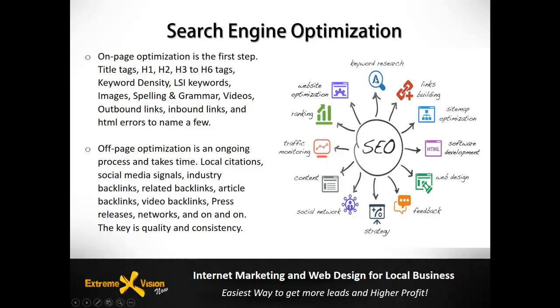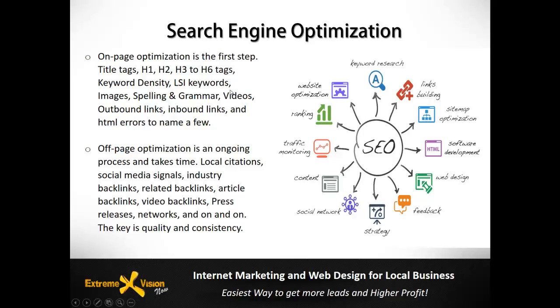That involves stuff like keyword research, building links, doing the sitemap optimizations, doing the software development, and the web design has to be SEO friendly. You have to have a strategy of social networks that give signals. You have to have quality content. You have to build the rankings, all kinds of things like that. Now, what I like to do is simplify this into two different sections. We have what we call on-page, or on your website, and then we have off-page, or off your website, tactics.